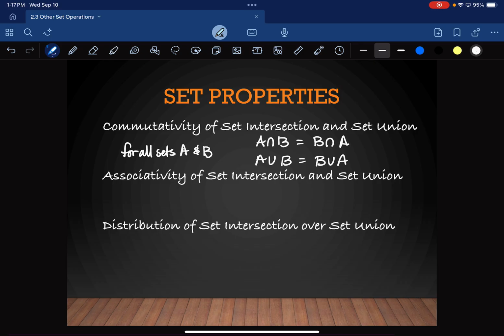Now the associativity property, the associative property of set intersections and set unions, it's the same for all sets A and B. So that part's the same.